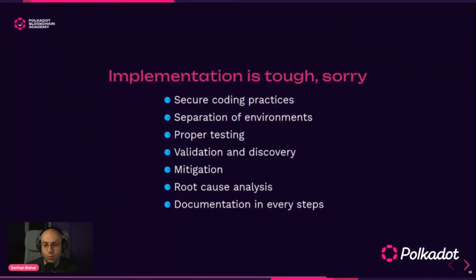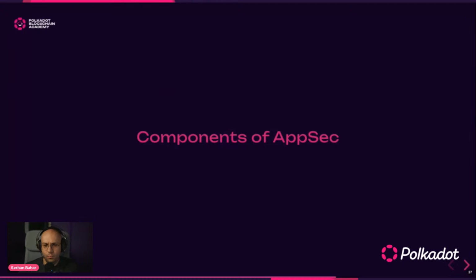Because when you don't document things, you create a single point of failure that depends on people. So document it to remove the single point of failure. So what are the components of AppSec to do this, right? There should be some kind of tools to leverage things to do together.